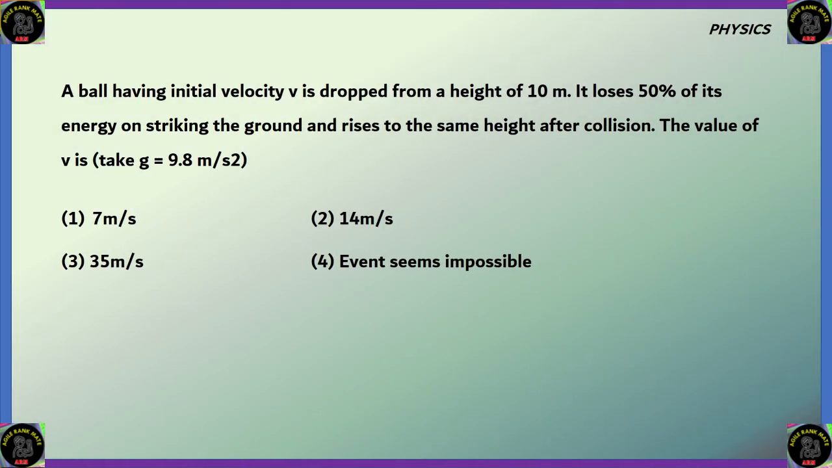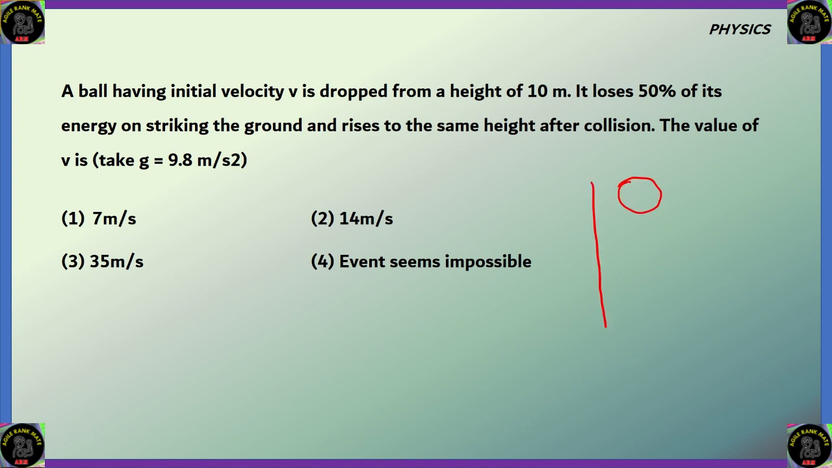Next, we'll be doing a question from physics. A ball having initial velocity v is dropped from a height of 10 meters. It loses 50% of its energy on striking the ground and rises to the same height after collision. The value of v is, we'll take g equal to 9.8 meter per second square. 1, 7 meter per second, 2, 14 meter per second, 3, 35 meter per second, and 4, this event seems impossible. Now, let us consider the situation through a diagram.